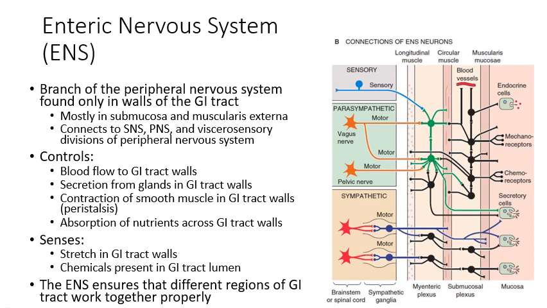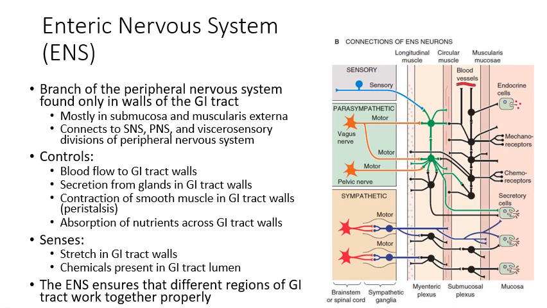So for instance, if you have stretch in your gut because it's full of food, that is going to be picked up by stretch receptors in the wall of the GI tract. Those receptors are going to be part of the enteric nervous system, or will deliver their signal to the enteric nervous system. The enteric nervous system is going to carry that signal to a visceral sensory neuron in the peripheral nervous system, and then that neuron will send it into the brain.